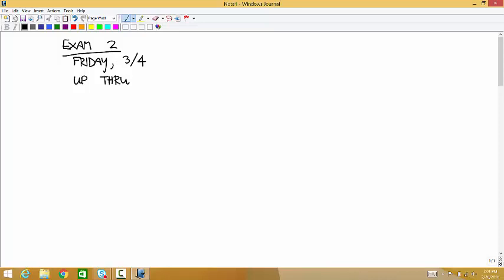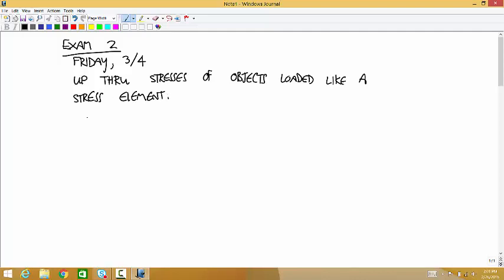So up through calculating the stresses of objects loaded, like a stress element, remember that? Okay, so no internal loads. And we're working on internal loads.